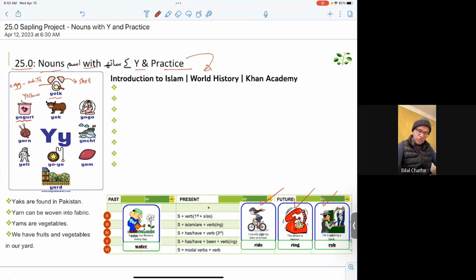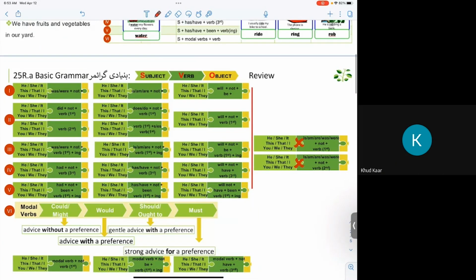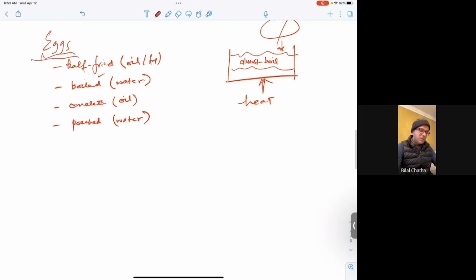Do you ever make yogurt? Yes, sir. Do you ever make yogurt yourself? No, sir. I do not make yogurt. Have you seen your mom making yogurt? Yes, sir. I saw her making yogurt. So what did she do? What were the steps?